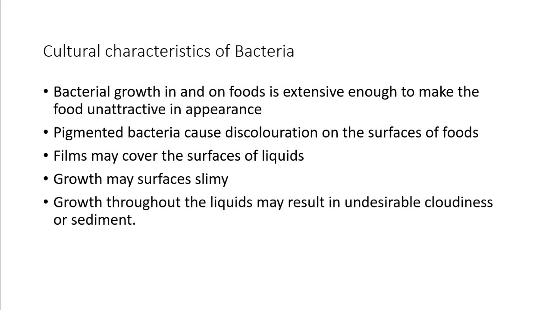That is all about the morphological characteristics. The next characteristic is the cultural characteristics of bacteria. Usually bacterial growth in and on food is extensive enough to make the food unattractive in appearance. If the bacteria is growing on the food, the food will definitely look very unattractive. The pigmented bacteria cause discoloration on the surface of the foods. We can find discoloration like pink color, black color, green color, and some white color, on the surface of the foods.